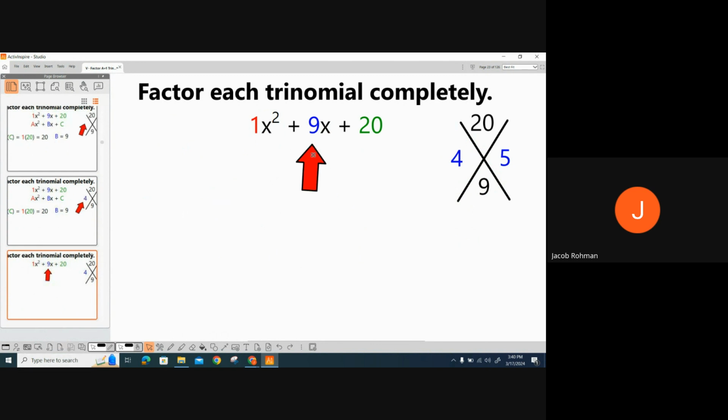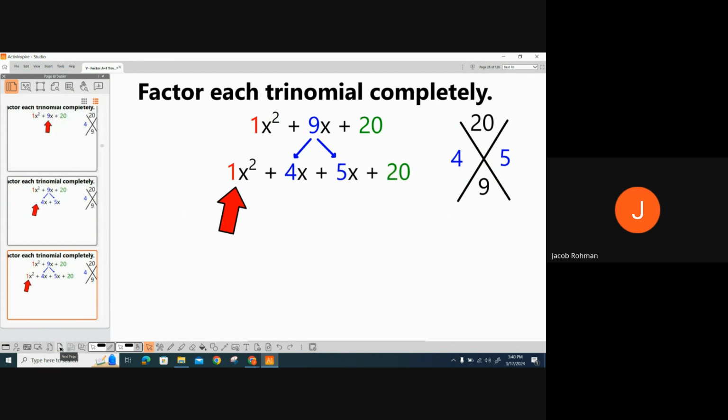So the b term would be the 9x here, and we're going to split that into 4x and 5x. And then the other stuff from this expression, the x squared and the 20, those are just going to follow along in our expression. Okay, so now we see that we have 4 terms, and then this is step 4 where we're going to factor by grouping.